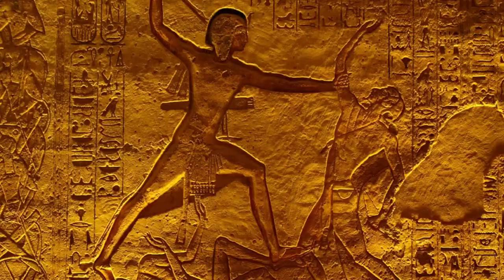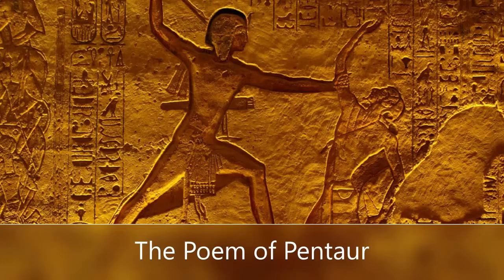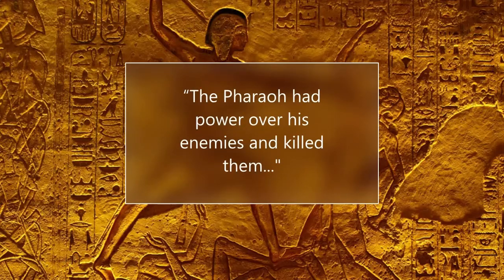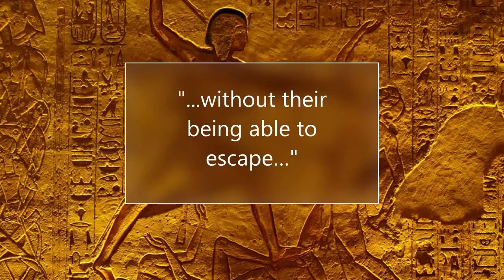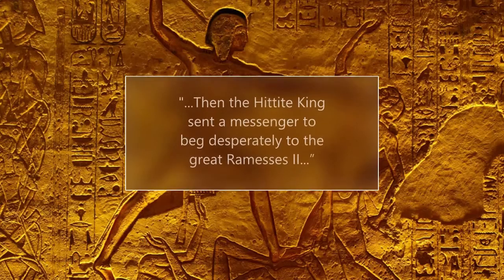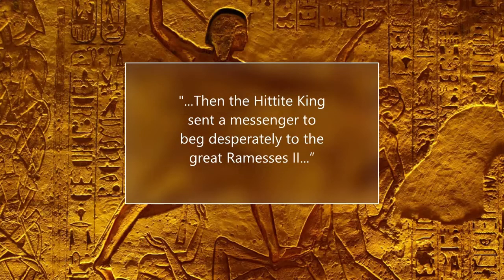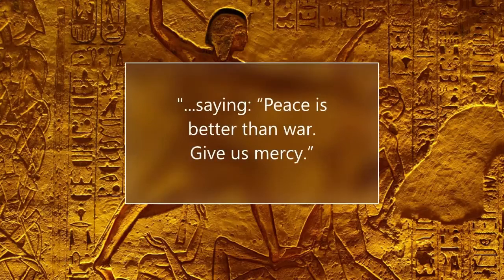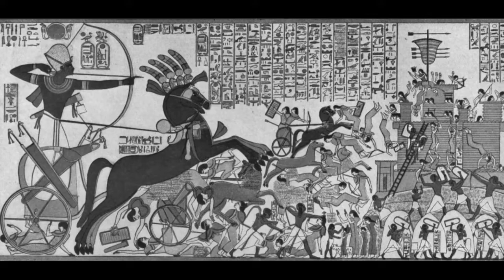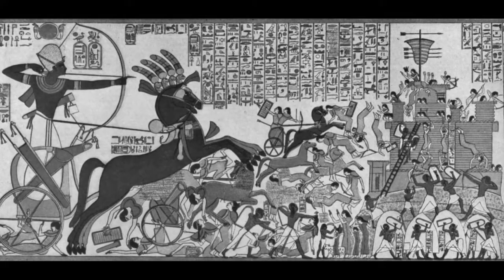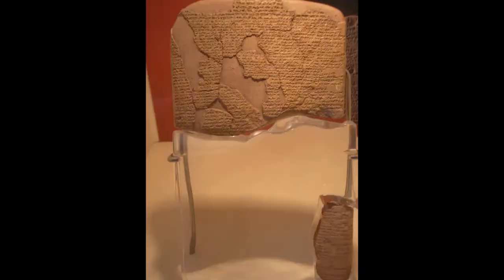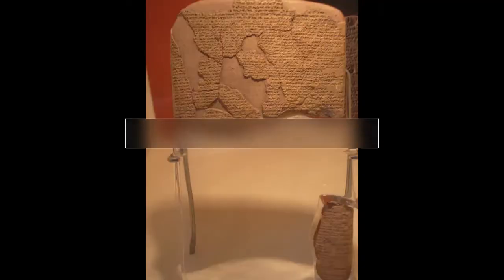In an Egyptian account called the Poem of Pentor, it said that the pharaoh had power over his enemies and killed them without their being able to escape. Then the Hittite king sent a messenger to beg desperately to the great Ramses II, saying, "Peace is better than war. Give us mercy." In this account, the Egyptian source states that the Hittite king asks for peace, which implies that Ramses won the battle. However, a Hittite primary source provides an alternative account.